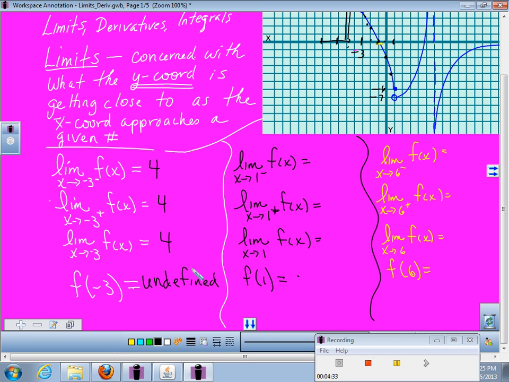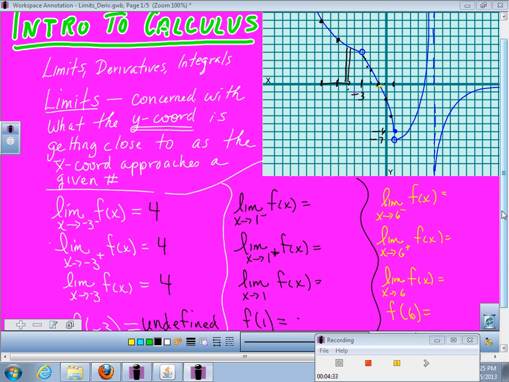So the limit can exist. We had a limit of 4, but there's still no point there. And that's what's kind of cool about it. The limits care about what happens when you're close, not when you're right on the number. So let us approach another one here.